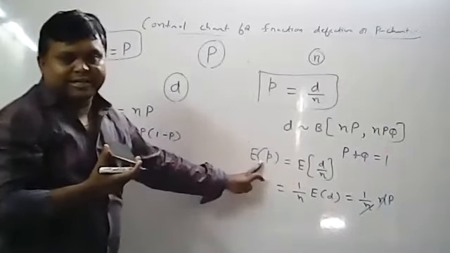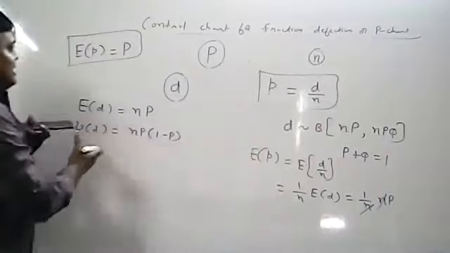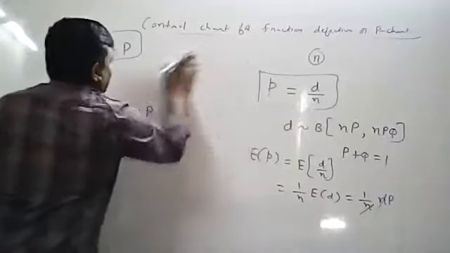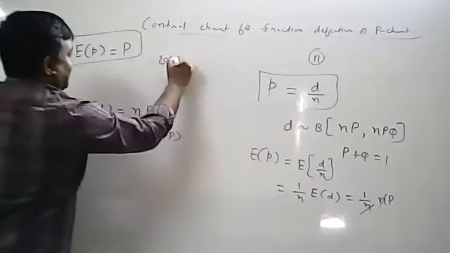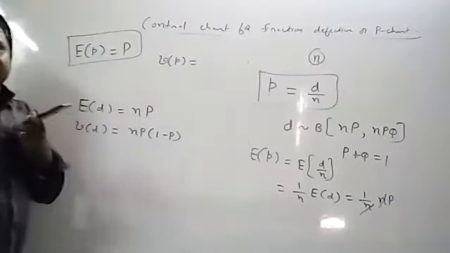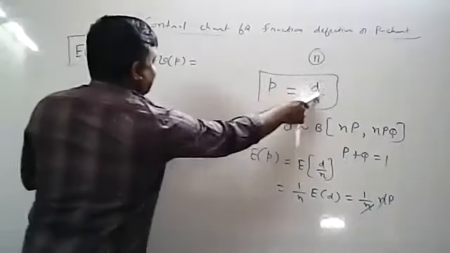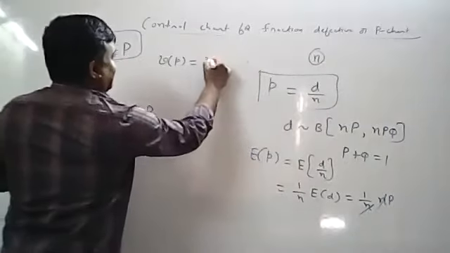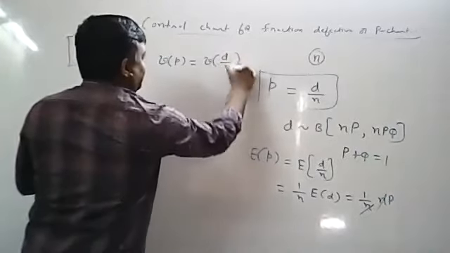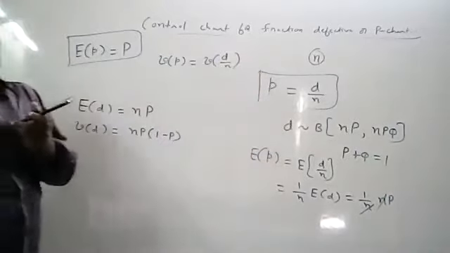Next I have to calculate. Mean is completed. Next you have to calculate variance. Similarly, I will calculate the variance of small p. So variance of small p equals, again small p is nothing but d by n. So variance of d by n.